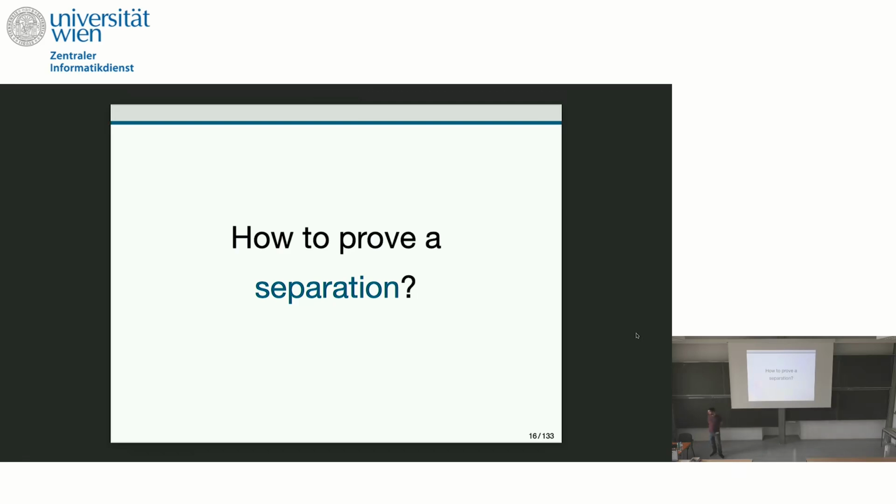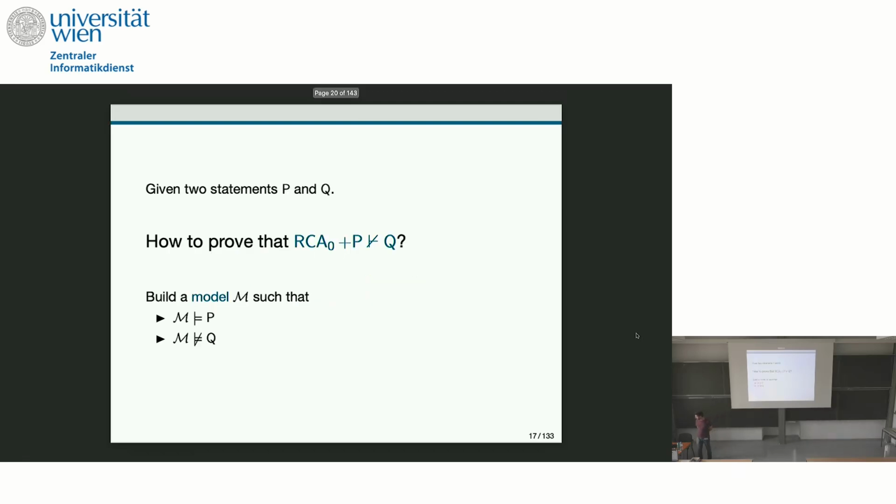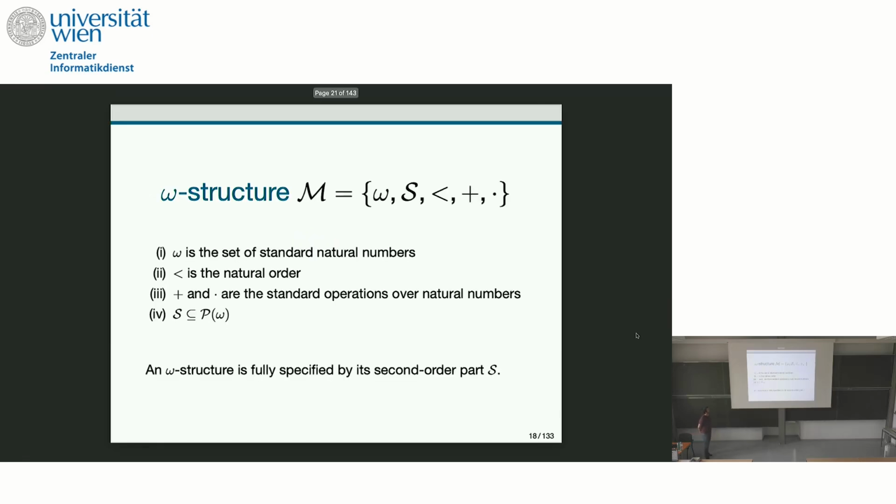So in reverse math, how do you prove a separation? If you have two statements, P and Q, you want to show that P does not imply Q. It is often the case that implications are not that complicated, and separations are rather complicated in reverse math. And so a lot of focus is on separation rather than implications. So basically, we want to build a model of P which is not a model of Q.